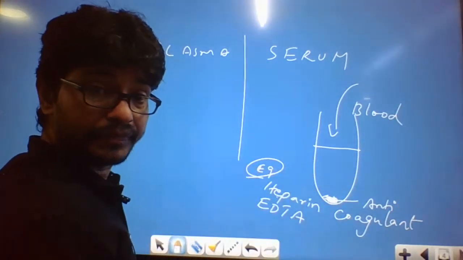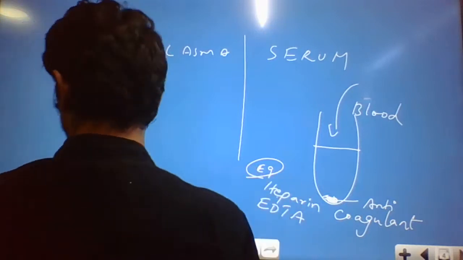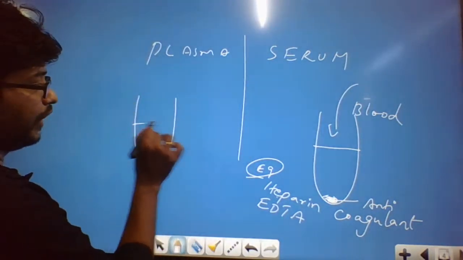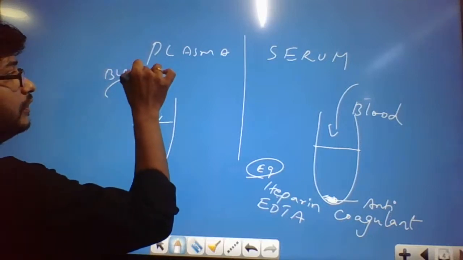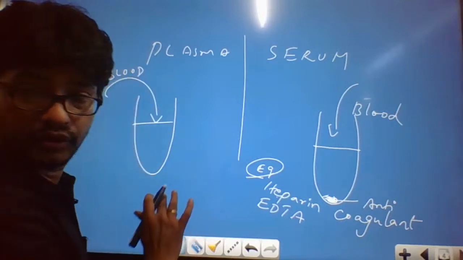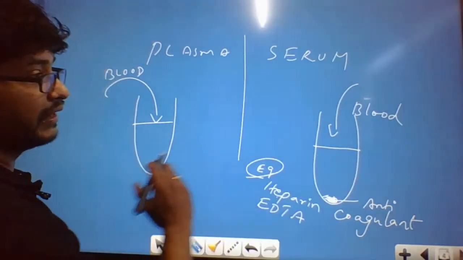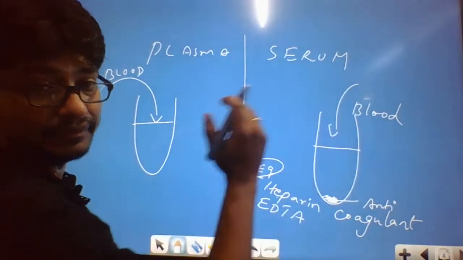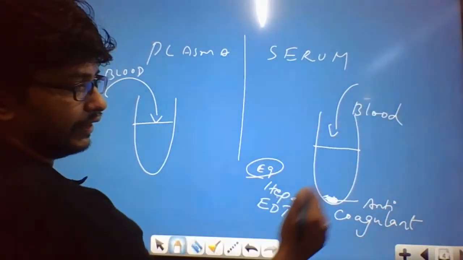In case I'm not going to add any anticoagulating agent, for example, the same way, just the blood here, so here there is no anticoagulant. Anticoagulant has not been added here. Now I'm going to tell you how we can categorize the plasma and the serum. Fine. Now I added the blood here.